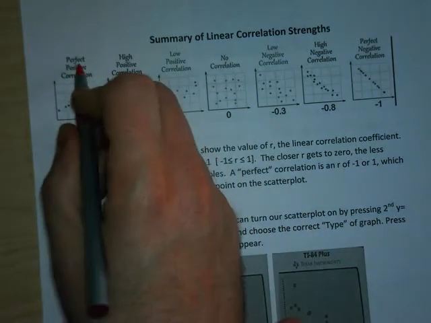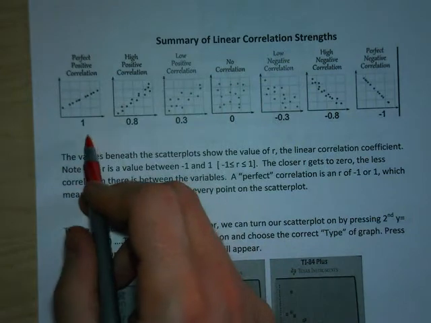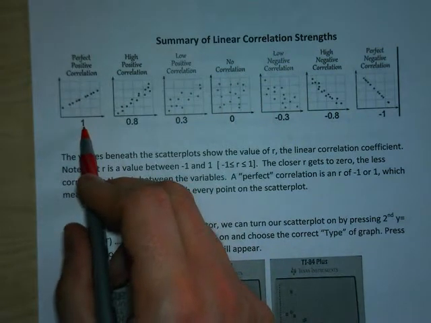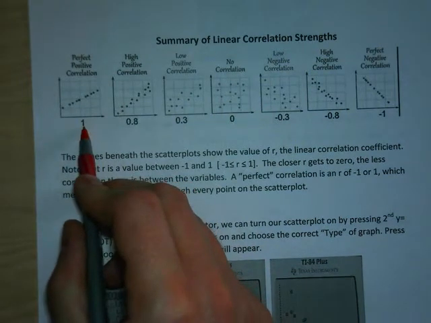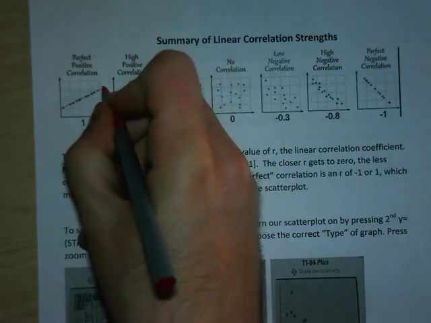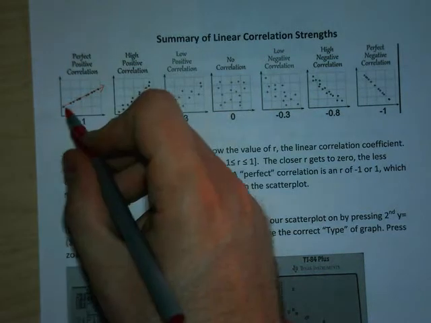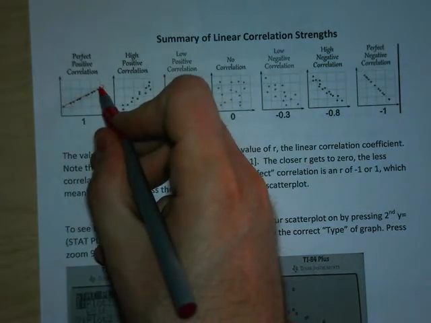So when we look at a perfect positive correlation, that has a correlation coefficient, an R value, of 1. So if we were to draw a line, that line would pass exactly through those points. Okay, so that would be a perfect positive correlation. Perfect because it's going through all the points. Positive because it's a positive slope.